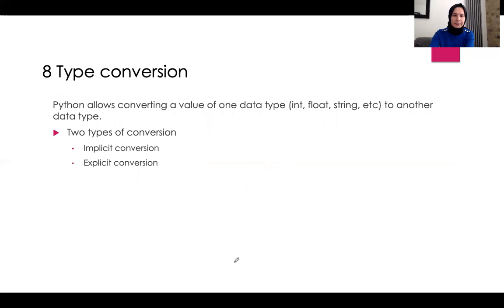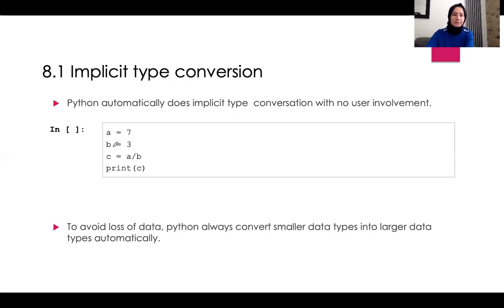Another important thing with Python is type conversion, or casting. Typecasting, or type conversion, is very important in Python. Python allows converting a value of one data type, such as integer, float, or string, to another data type. There are two kinds of type conversion: implicit type conversion and explicit type conversion. Let's start with implicit type conversion.